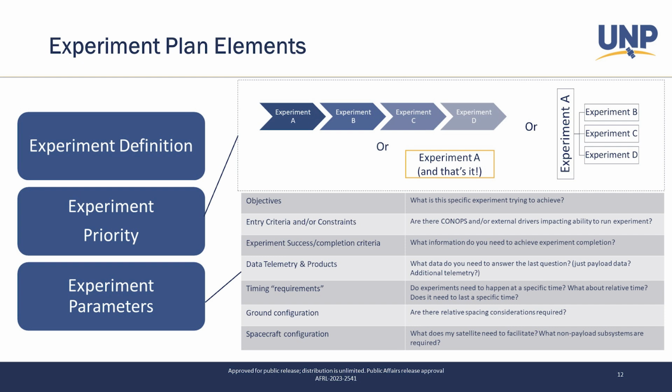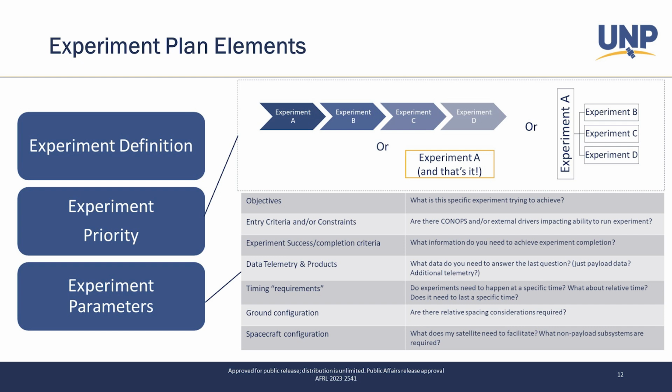So I've broken out some of the characteristics that we've used, and I use this kind of template from my own mission of what we defined in our experiment plan. And that'll include things like the specific experiment objectives, which should always point back to your mission objectives, but won't necessarily be the same. Entry or exit criteria or constraints for the experiment, experimental success. The data telemetry and products is probably the most important piece if you do nothing else. And identifying what specifically you need to get on the ground in order to achieve your experiment.